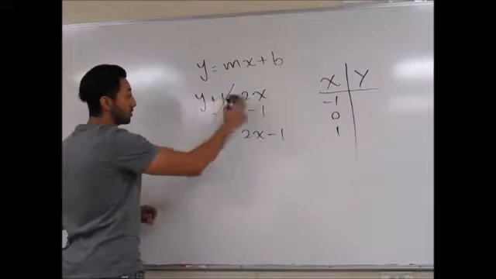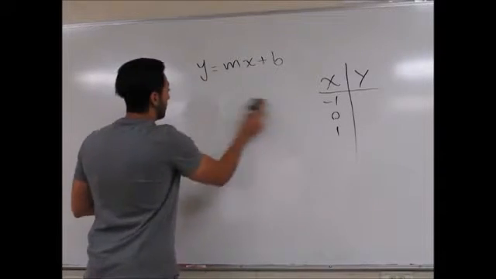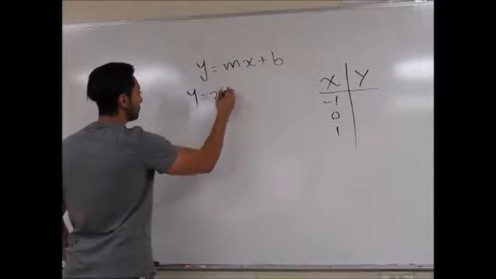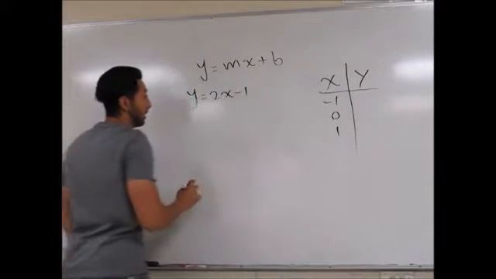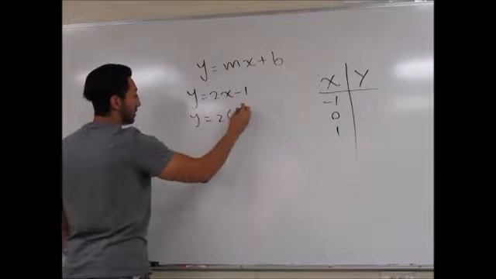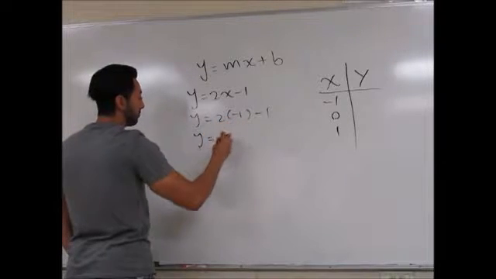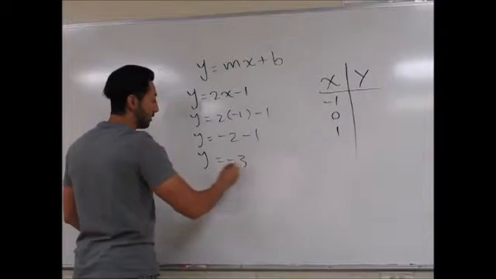This was the equation given. I put it into standard form by solving for y. y equals 2x minus 1. I'm going to input a value of -1 into the x. So where I see an x, I'm no longer going to write x, I'm going to write -1 now. 2 times -1 will be -2. Take 1 away from that, you'll have y is equal to -3.